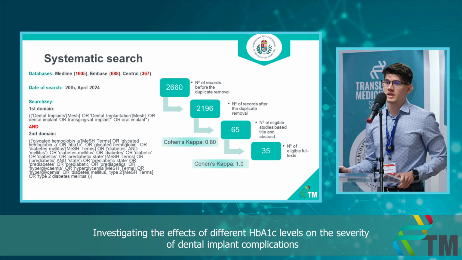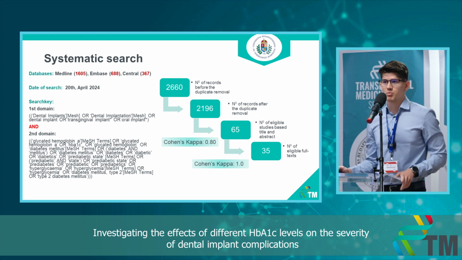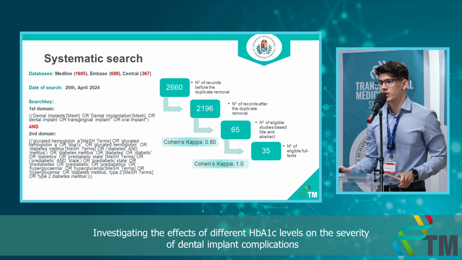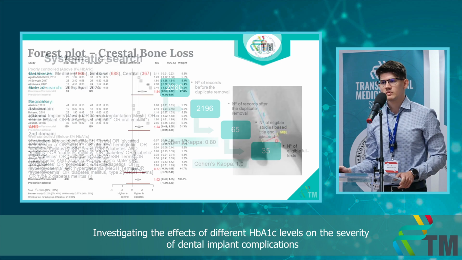We did the systematic search in 2022. However, during the review process, it became outdated, so we had to renew it in April 2024, and we found more than 2,600 articles. After doing the selection procedure, we identified 35 eligible observational studies, and we didn't identify any new observational studies after the renewed systematic search.